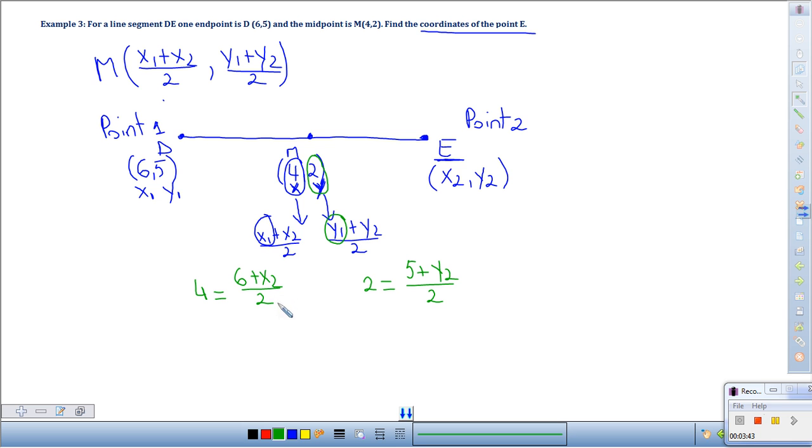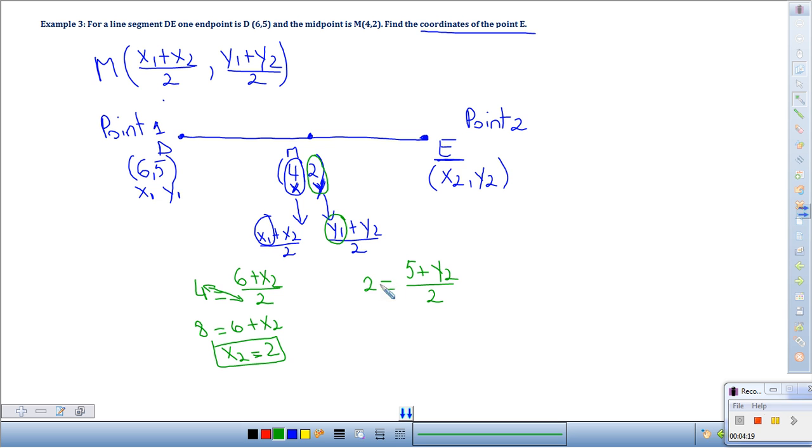Now remember in class we have discussed different ways to extract a variable, especially when we deal with fractions. Personally, I prefer cross multiplication across the equal sign, but if you are not comfortable with it, the other good method is to multiply the entire equation by 2, the denominator, to get rid of that denominator. So after cross multiplying, I have 4 times 2 is 8, equals 6 plus x2, which means that x2 equals 2.